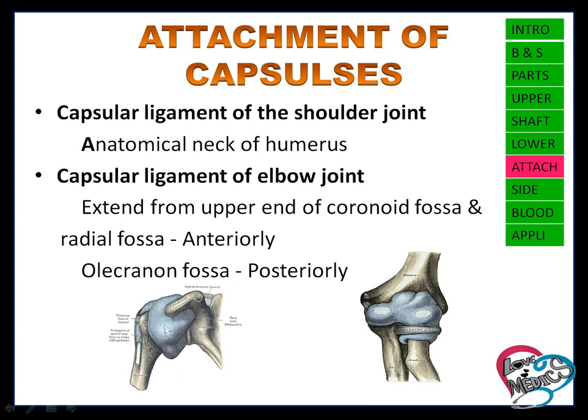Humerus has two joints. One is shoulder joint, another one is elbow joint. Basically, the joints are covered with ligaments, right? So the capsular ligament of shoulder joint covers the full anatomical neck of humerus, and the capsular ligament of elbow extends from radial fossa and coronoid fossa anteriorly and olecranon fossa posteriorly.